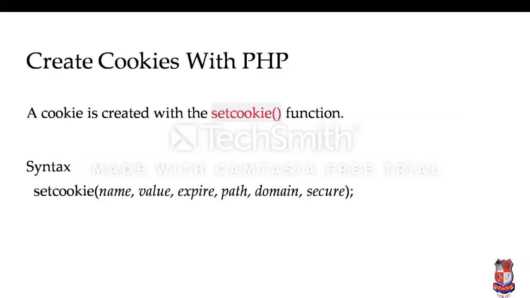Security accepts 2 values, 0 or 1: 1 for HTTPS or 0 for HTTP. Normally, we don't require the domain and security parameters. If we don't use the security parameter, the browser by default sets it to 0, because the web request is always sent using an HTTP request, so we will not require this. Normally, we don't use these parameters, domain and security.